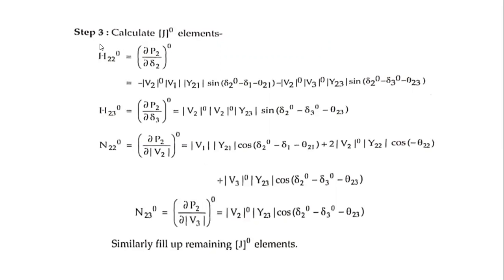Next, coming to the step 3 calculation, we calculate the Jacobian matrix elements, which was already discussed in the previous class. That is J naught. H22 naught, where H means dou P by dou delta. N means dou P by dou V. H22, where 22 means P2 delta 2. Substitute the P2 value.